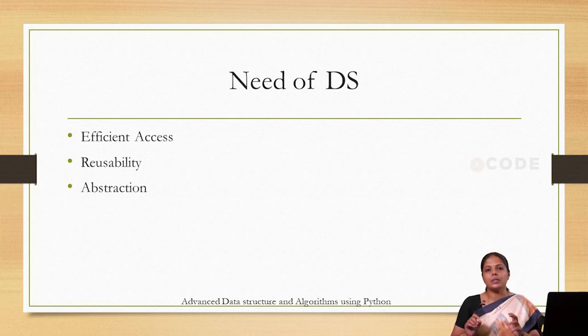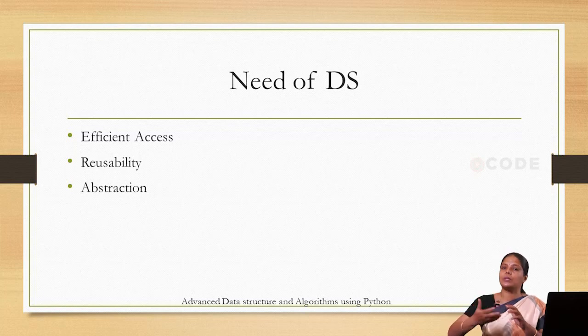The second one is reusability. Because one way of arrangement has to be used the next time also. You need not do the rearrangement again and again. That is not a good way. Whether the particular data structure is reusable for the next set of data, whenever the new data comes in.